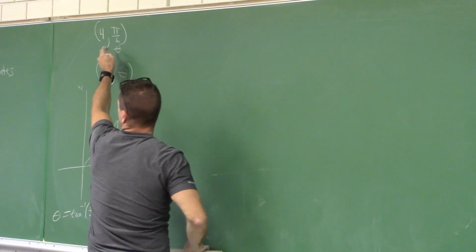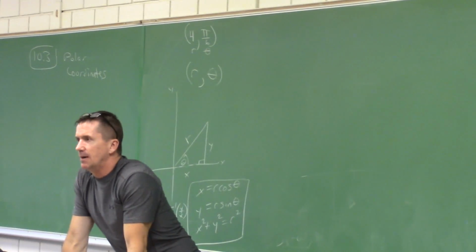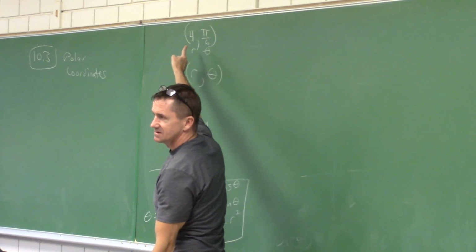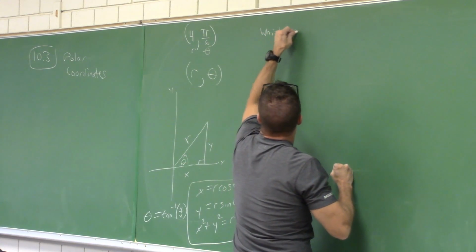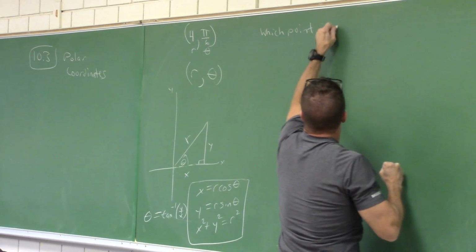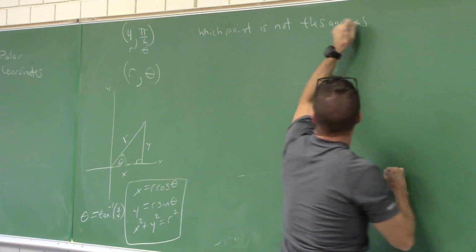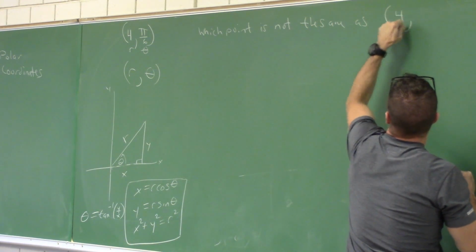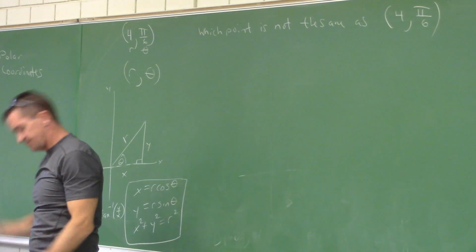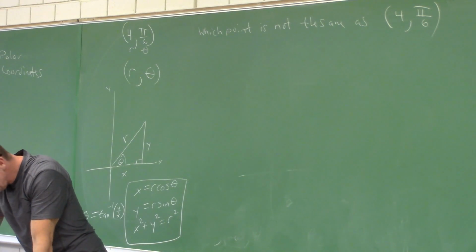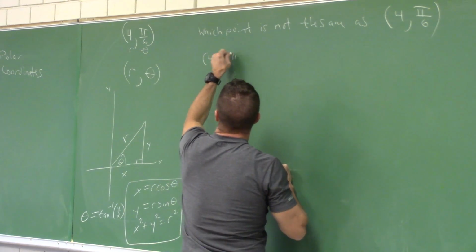When you see this point, I'm going to throw a bunch of more points down. I want you to tell me which one isn't the same as this. Okay? Which point is not the same as, what's that, it's 4, pi over 6? Which point is not the same? Okay. There's one. This will be fun.